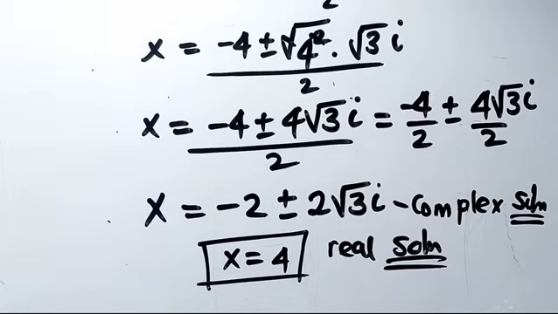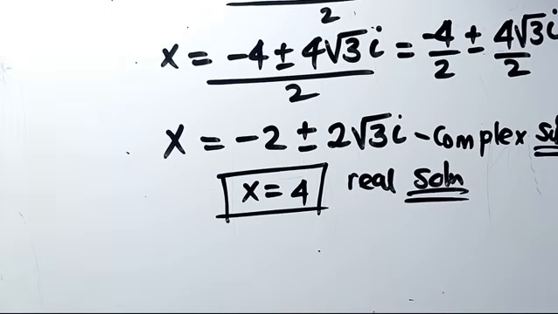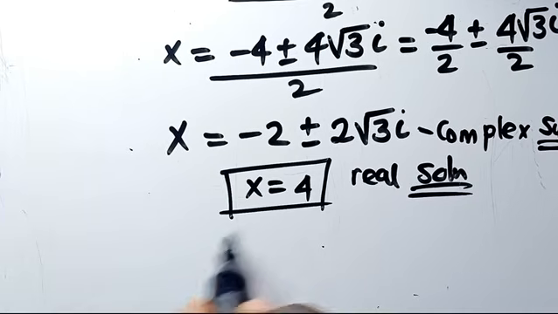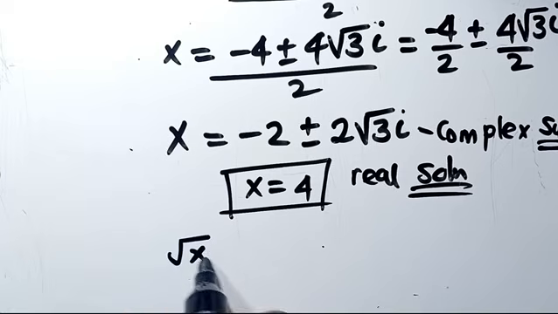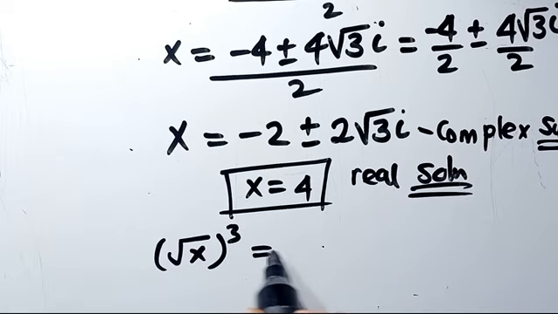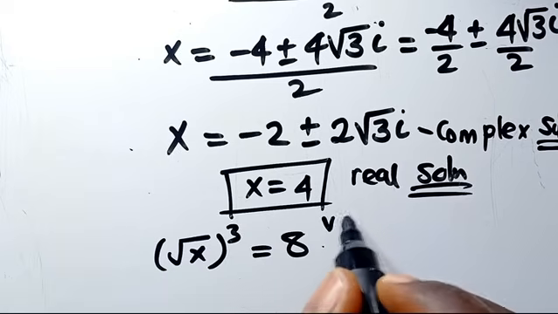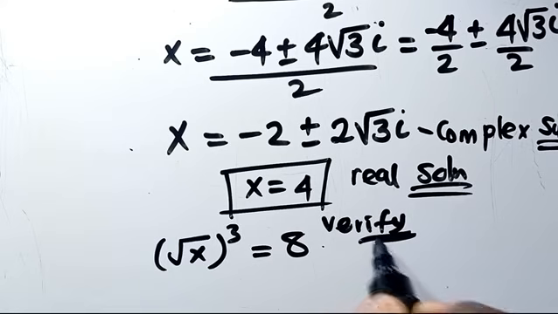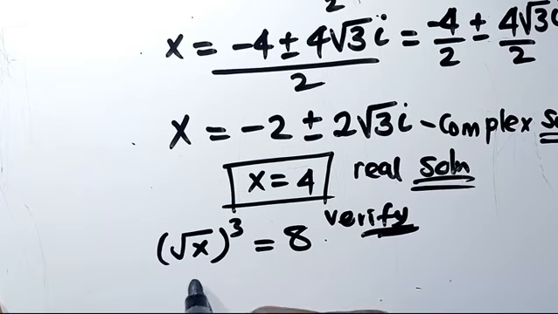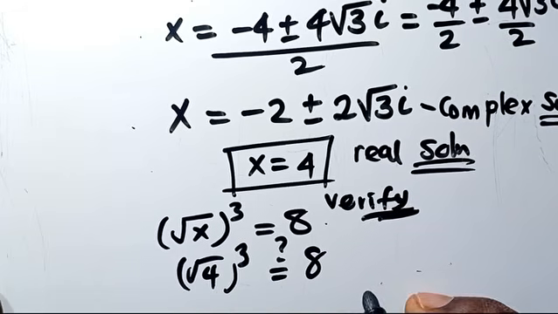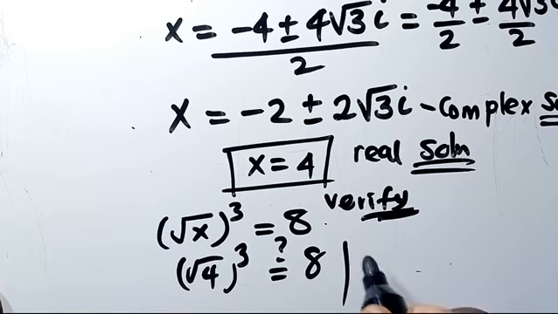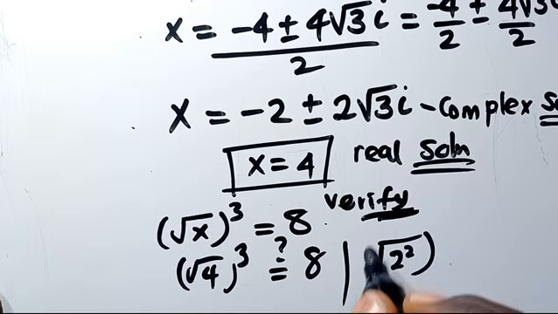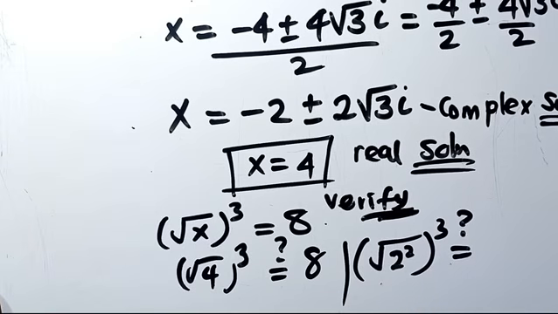Now to verify, we have (√x)³ equals 8. To verify, from here when x equals 4, we will be with √4, so going to give us 8. So this will be with (2)² to the power of 3, no, 2 to the power of 3. So going to be equals 8. And this cancels out: 2³ equals 8.